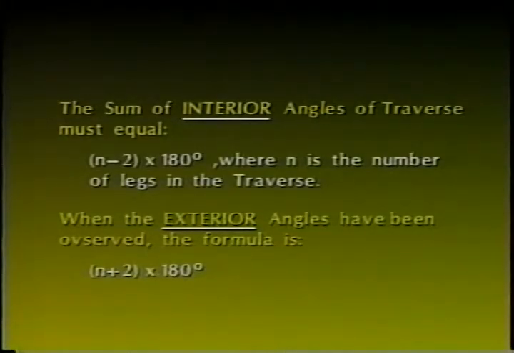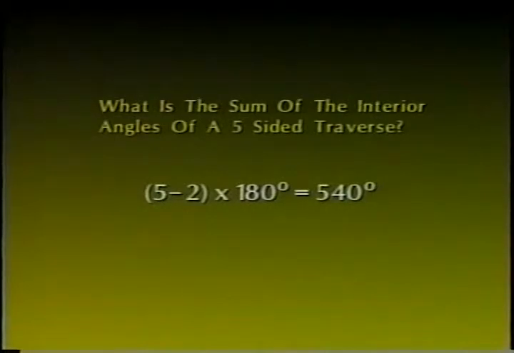The sum of interior angles of a traverse must equal the number of sides minus 2 times 180 degrees. Or, when the exterior angles have been observed, the formula is n plus 2 times 180 degrees. An example of this would be, what is the sum of the interior angles in a traverse of 5 sides? The answer would be 540 degrees.